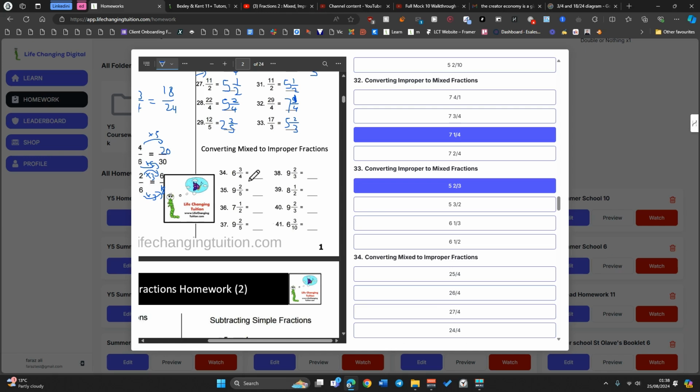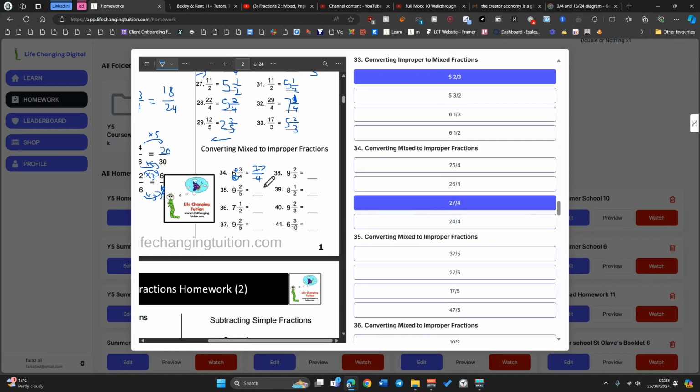Question 34, 6, 3 over 4. Okay, so this is converting mixed fractions to improper fractions. So it's basically doing this, but in reverse. And an easy way to remember this is you imagine an invisible times here and an invisible plus here. What that means is 4 times 6 plus 3. So 4 times 6 is 24, plus the 3 is 27, and that's what's going to go at the top. And of course, as always, the denominator will stay the same. So 27 over 4 is the answer here.